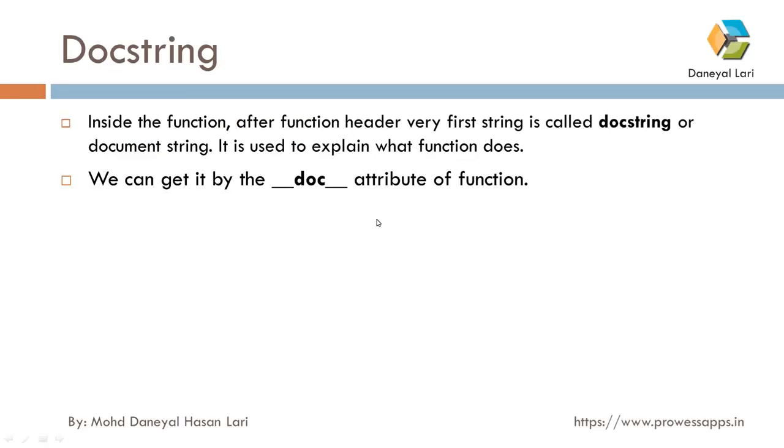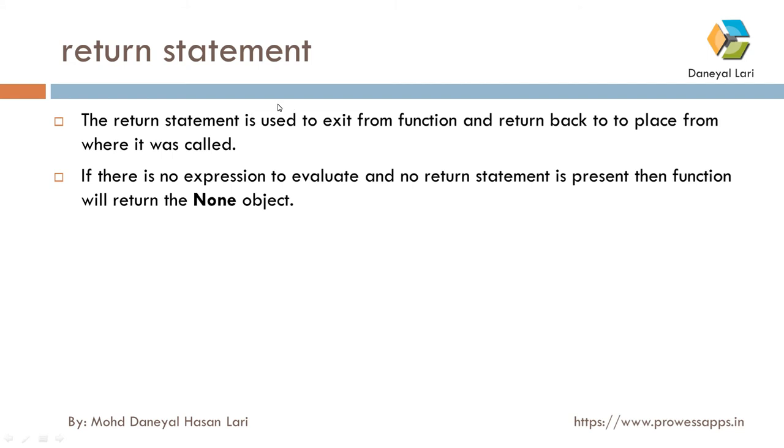Next one is the return statement. A return statement is used to exit from the function. Whenever the return statement comes into your function, it goes back from the function to the place from where you are calling that function. So the return statement is used to exit from the function and return back to the place where it was called. And if there is no expression to evaluate and no return statement is present, then the function will return None.